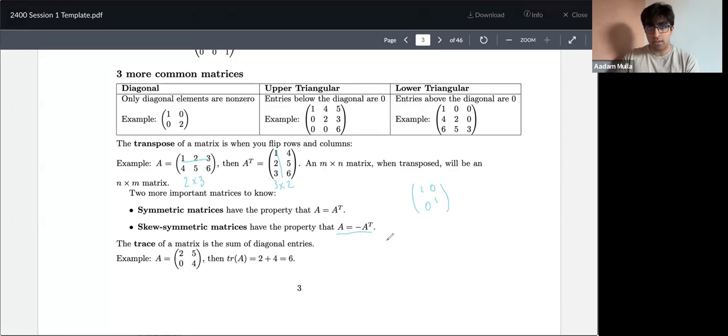So let's do it. Let's think of an example of a skew symmetric matrix. Like this, and like this, and like this. So this would be a skew symmetric matrix, right?